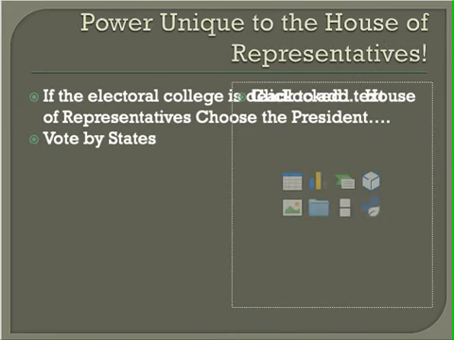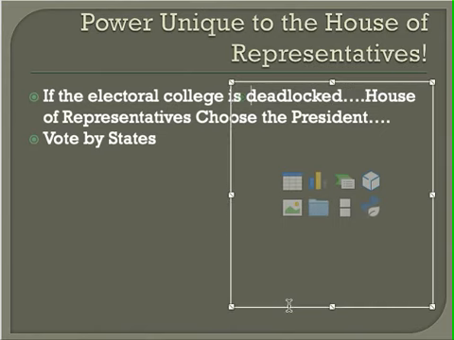Another power that is unique to the House of Reps: if the Electoral College is deadlocked, the House of Representatives will choose the president. So if no one wins the Electoral College, the House of Reps will then decide the winner.